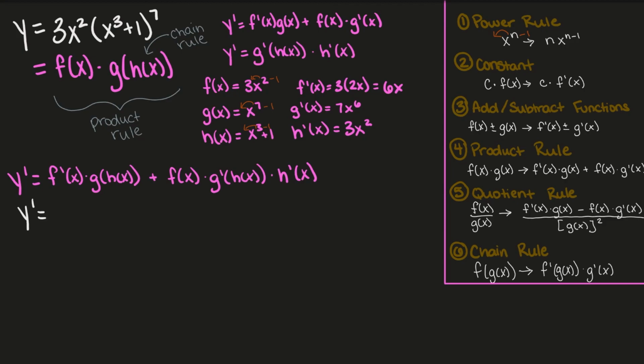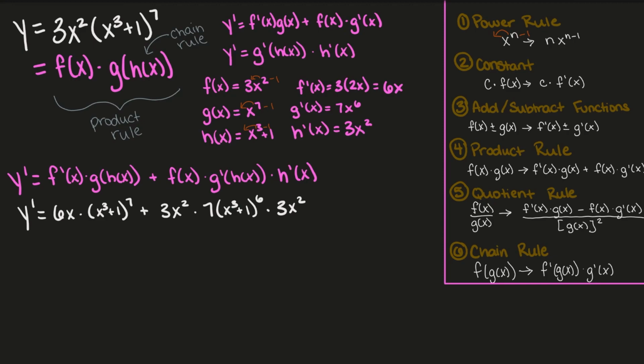Y prime will be equal to f prime x, which is 6x, times x to the third plus 1 to the 7th power, plus our original f of x, which is 3x squared, times g prime of h of x, 7 times x to the third plus 1 to the 6th power, times h prime of x, which is 3x squared. And now we can simplify.